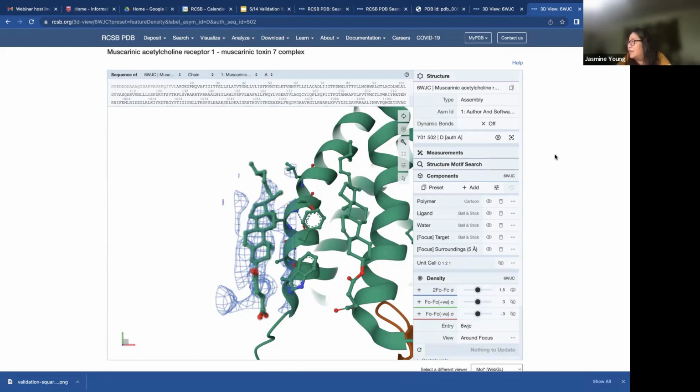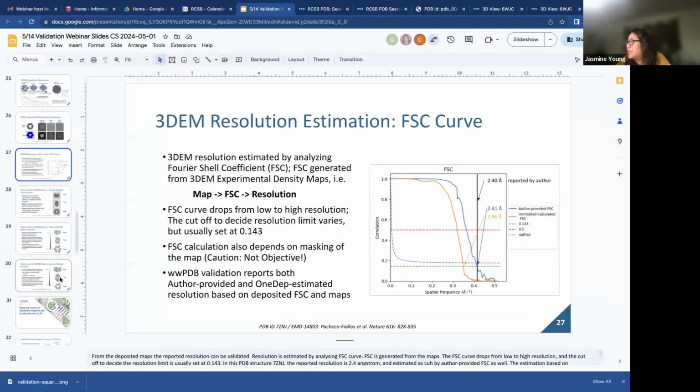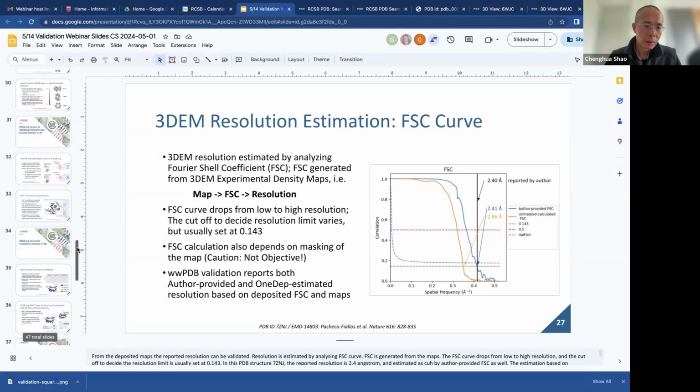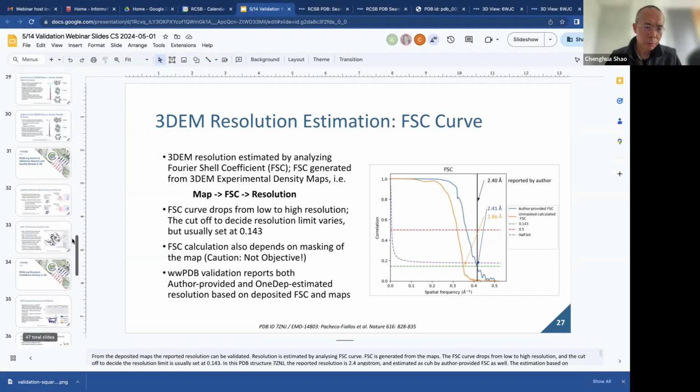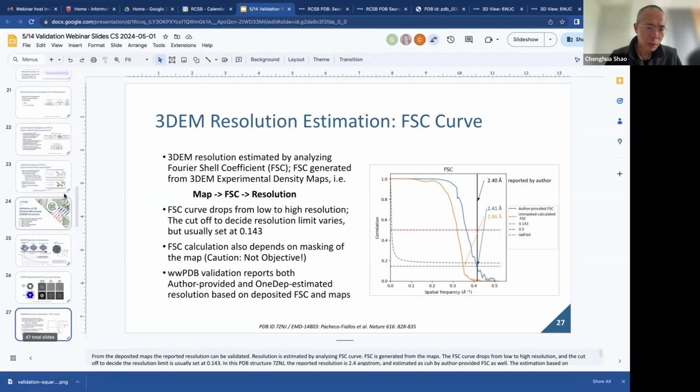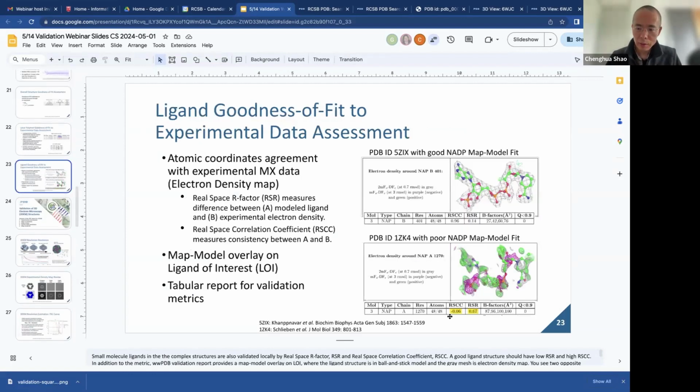Okay. Next question. What does a negative, I think this is RSRZ score, mean for a single residue? I think you probably mean the RSCC as introduced here. I think this is what you mean. Okay. You pick it up.